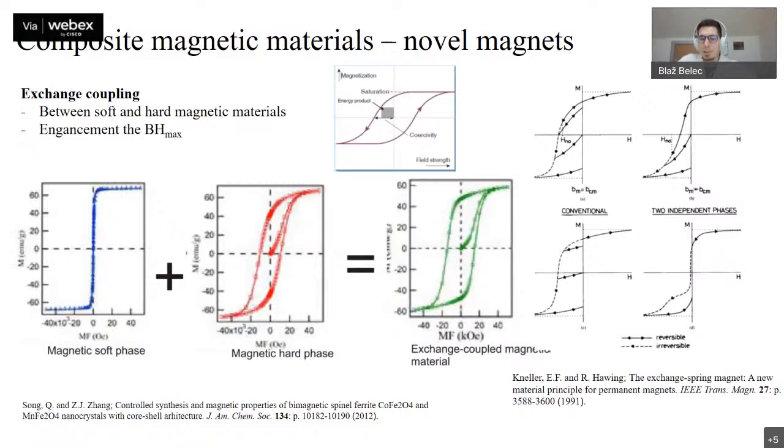But the problem is that the materials have to be really coupled. So in close contact, but close contact is not enough. The materials have to be epitaxially grown together, because if they are not, we get such a kink and we lose the magnetic properties of both materials.